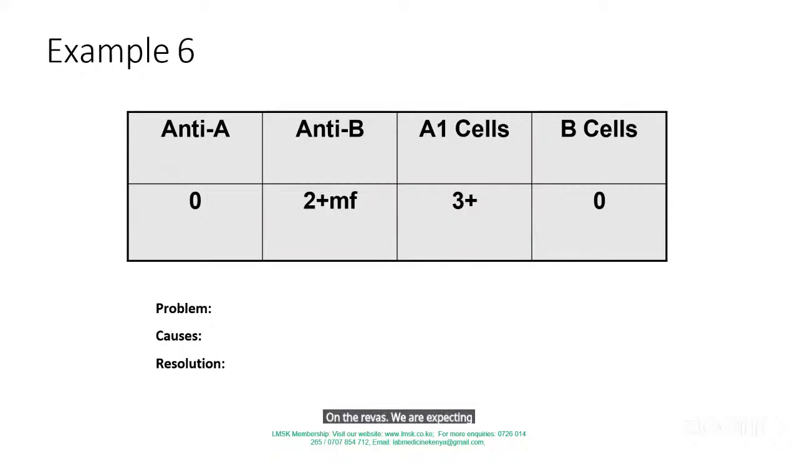And now, because this is a B according to forward typing, on the reverse we are expecting only reactions with A1 cells because now they have anti-A in their system. And the reverse is not lying. The reverse is giving a very strong reaction with A1 cells and no reaction with B cells.